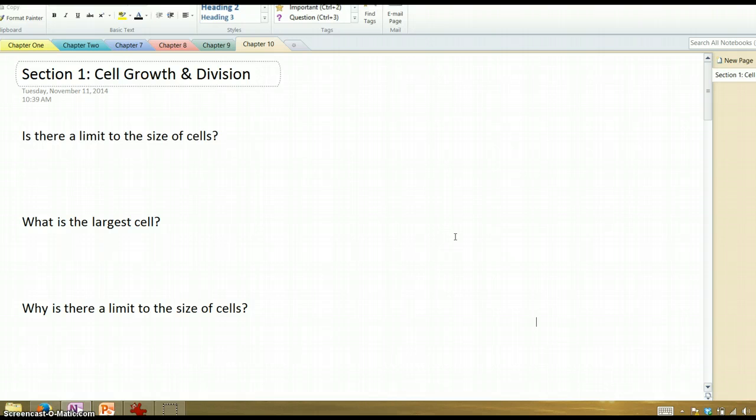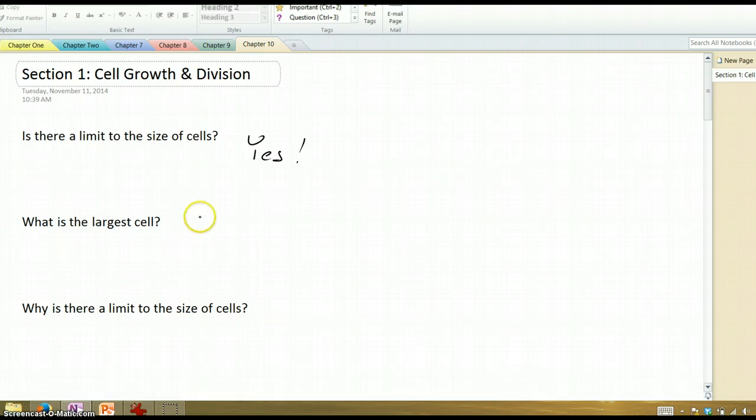Now, this section starts with this question: is there a limit to the size of cells? That is, can they only get so big, or so small, for that matter? As we'll see, the answer is yes, they really can only be so big or small, because you do have to fit a minimum amount of stuff in that cell for it to do what living things need to do. And we'll also see there's a limit to the size they can have, although there are some exceptions.